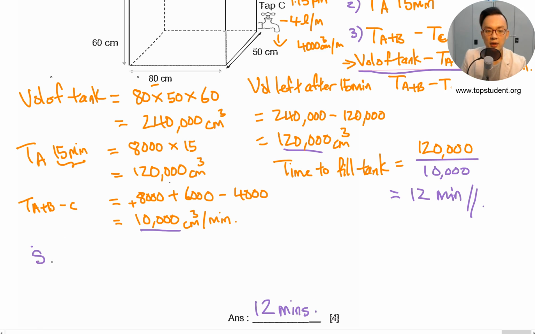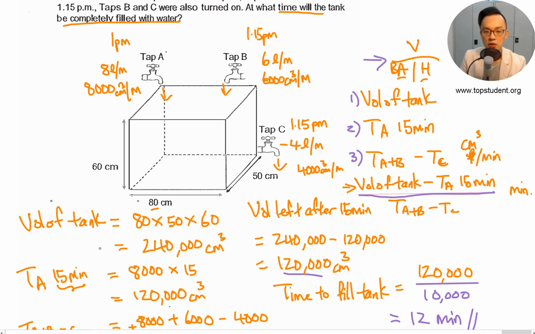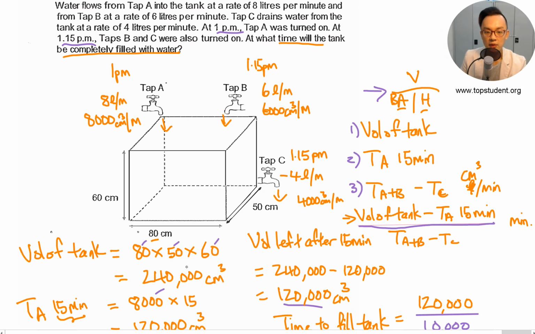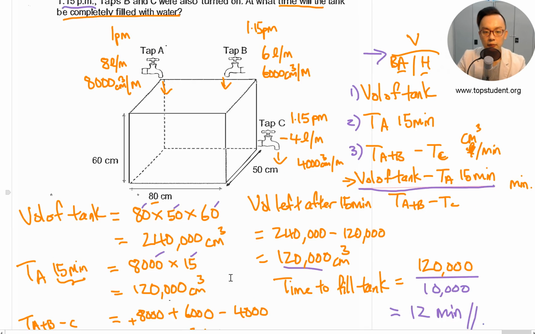So let's do my checking. SWU. Substitution. Make sure my substitution is correct. My volume of tank is 80, 50, and 60. So 80, 50, and 60. That's correct. Tap A is 8,000, which is correct. 8 liters is correct. 15 minutes is correct. Let me check my 15 minutes. So 15 minutes is 1 p.m. Tap A was turned on. 1:15 tap B and C were also turned on. So 15 minutes is correct.